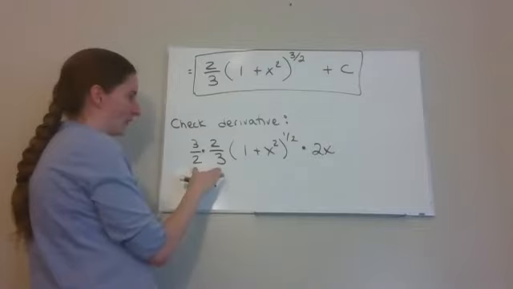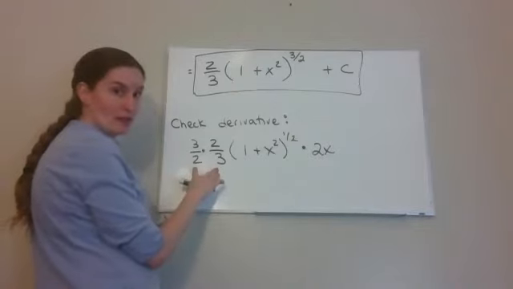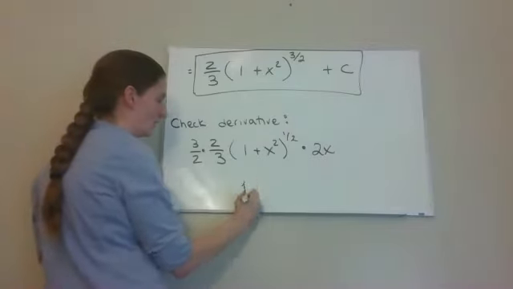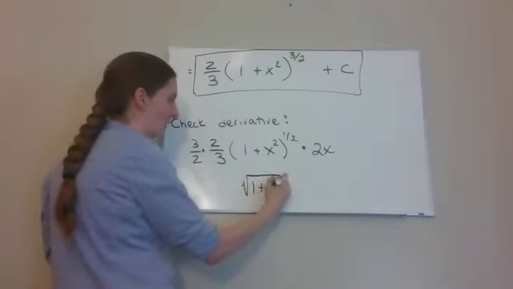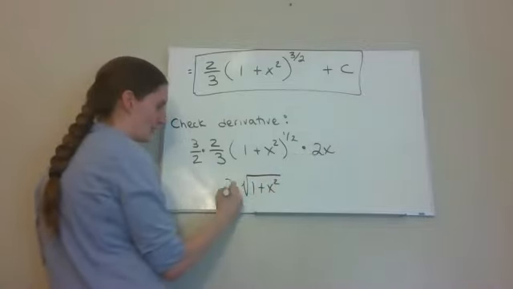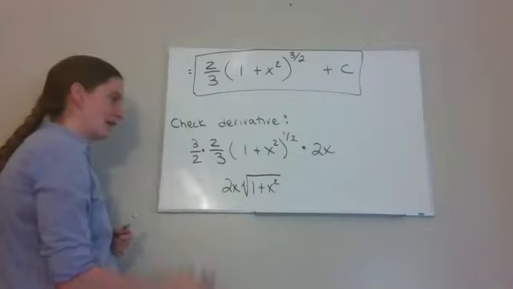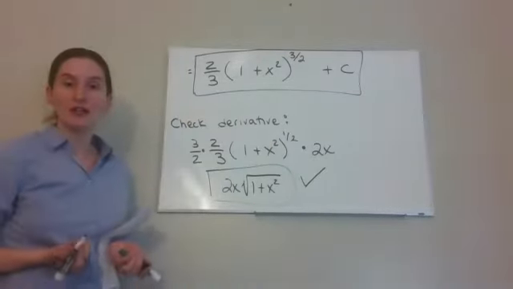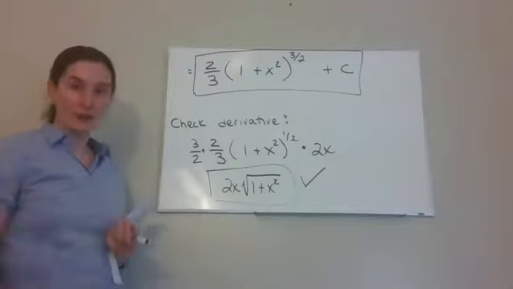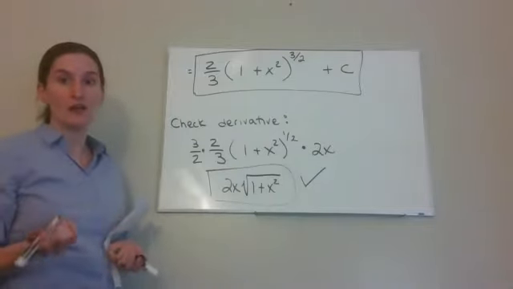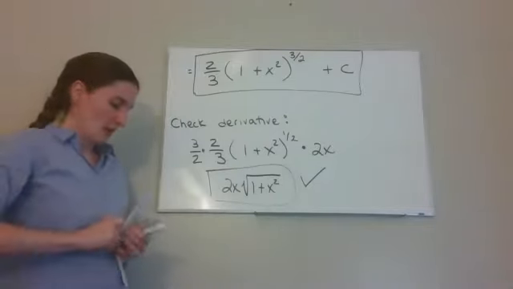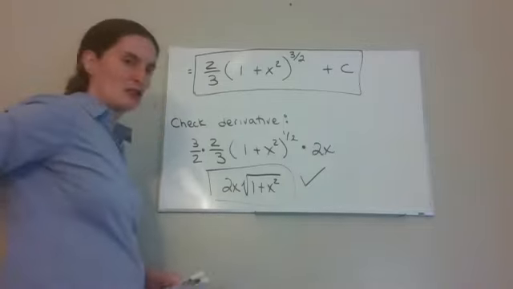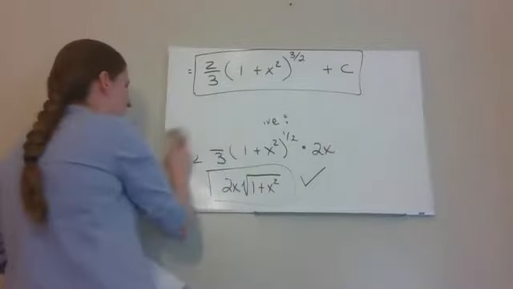Now look at this. My 3/2 times my 2/3, that cancels out to 1. This guy's in a 1/2 power, so that's the square root of 1 plus x squared times my 2x. And I'm just going to write it in the front so it looks better there. And that is exactly what we had inside of the original integral. So this did work. U-substitution undoes our chain rule. All right, so that was our first example. Wasn't too terrible, and we're going to just do a bunch more examples today.